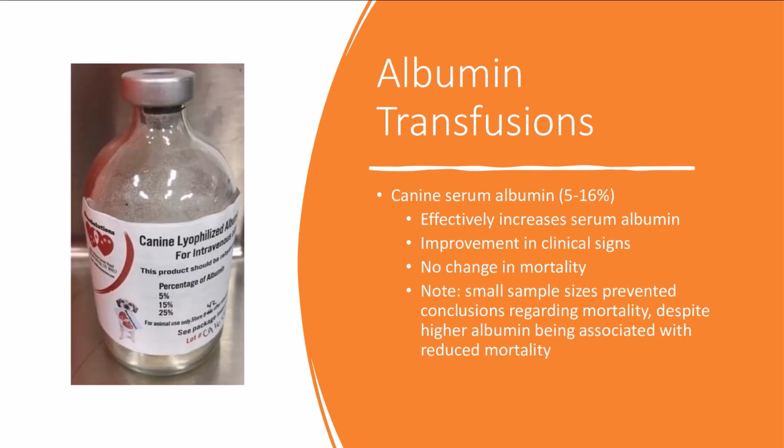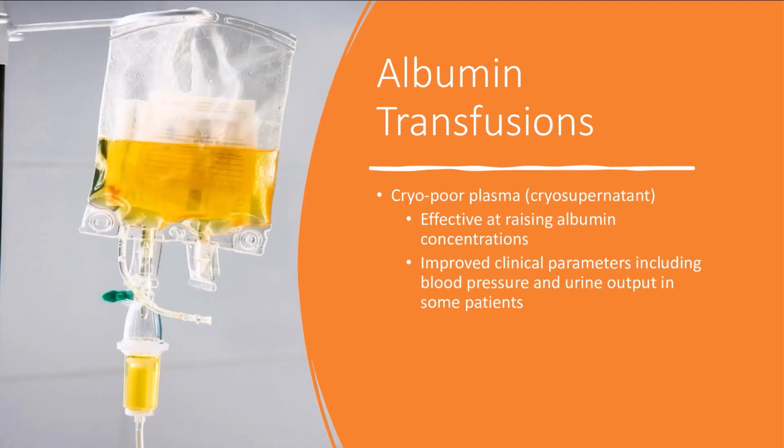What about canine serum albumin? For those of you who have canine serum albumin, it's available in concentrations between 5 and 16%, or even 25% actually, based on the bottle that I've got on the screen. It can effectively raise albumin concentrations. It leads to an improvement in clinical signs, but the studies in dogs suggest there's no change in mortality. However, we've got very small sample sizes, and that prevented any conclusion being made in the papers that have been produced, despite higher albumin being associated with reduced mortality in broader populations. So we simply don't have enough data in dogs to be able to comment on that.